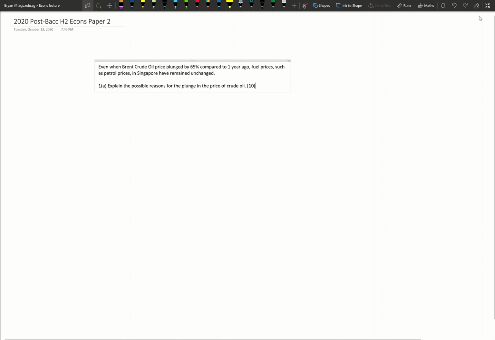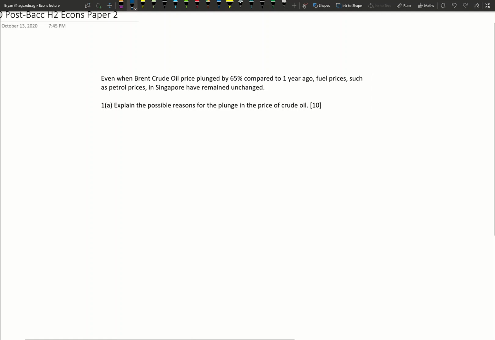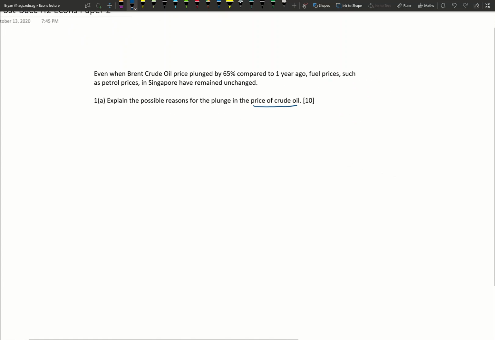Explain the possible reasons for the plunge in the price of crude oil. So when we see a question like that, it's quite obvious that to determine the price of crude oil, we are looking at one particular market. Therefore, when there is a change in price, in this case, a plunge refers to a very sharp decrease, not only a decrease, so there might be something related to the extent of the decrease.